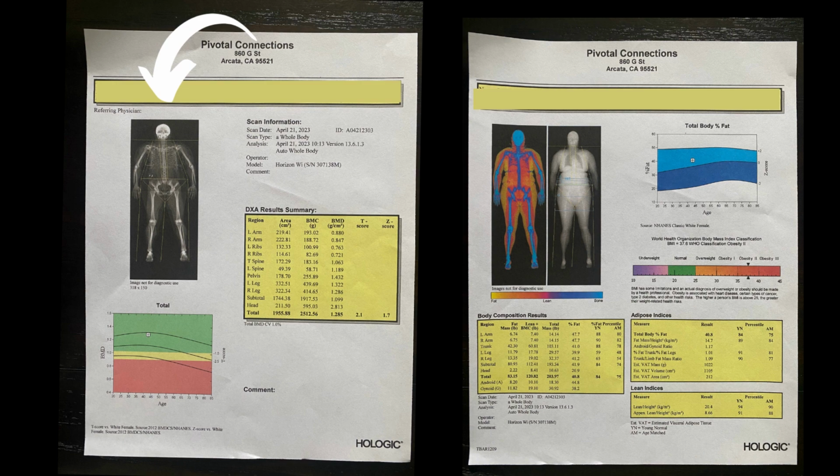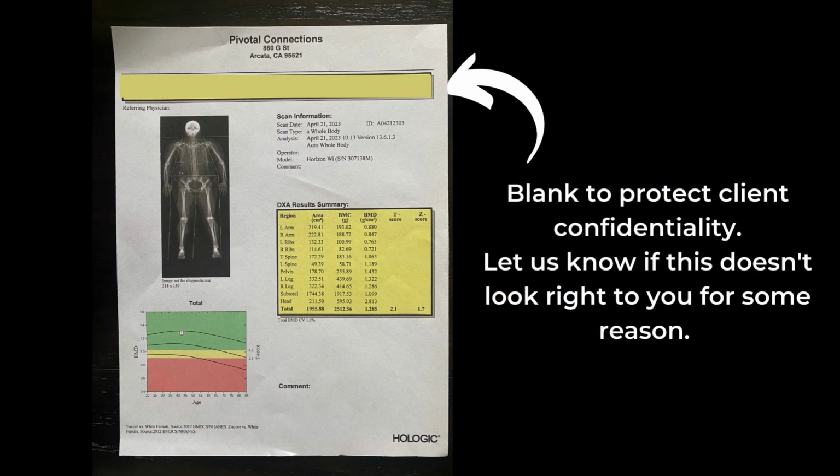So on the very, very top, you should say Pivotal Connections, 860 G Street, Arcata, California, 95521. And then below that, a long yellow bar. That is information that you gave us, along with us issuing a patient identification number. It should have your name, your patient ID, your date of birth, sex, ethnicity, height, weight, and age. If for some reason any of that is wrong, please let us know.